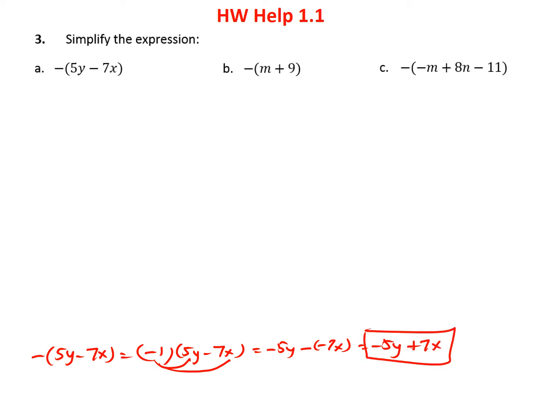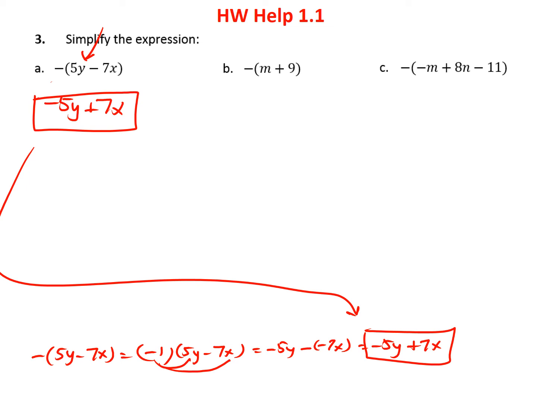Okay? So you're kind of multiplying by negative 1, or you can think of it as being the opposite. If I come up here and I say, what's the opposite of 5y? The opposite of 5y is negative 5y. And then I could look at this, instead of subtraction, I could say, okay, what's the opposite of negative 7x? Well, the opposite of negative 7x is positive 7x. And notice that's exactly what we got down here.